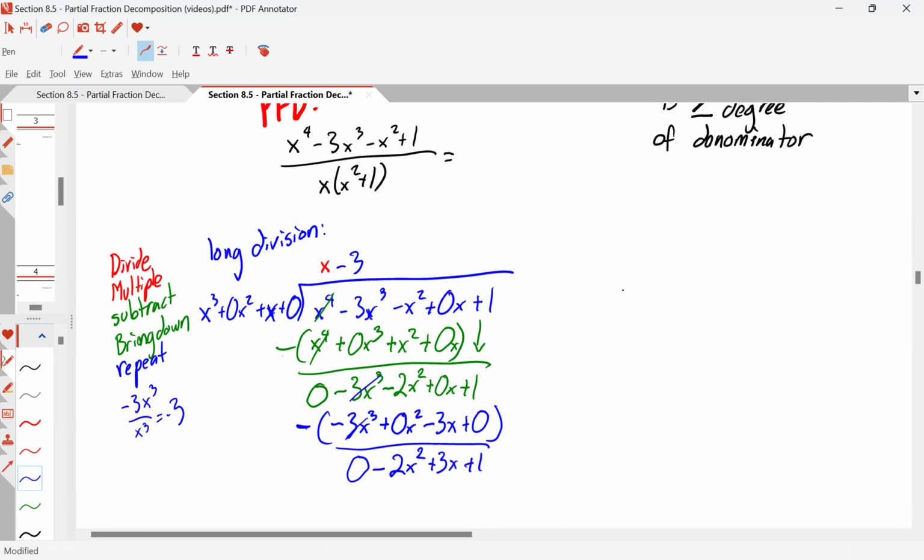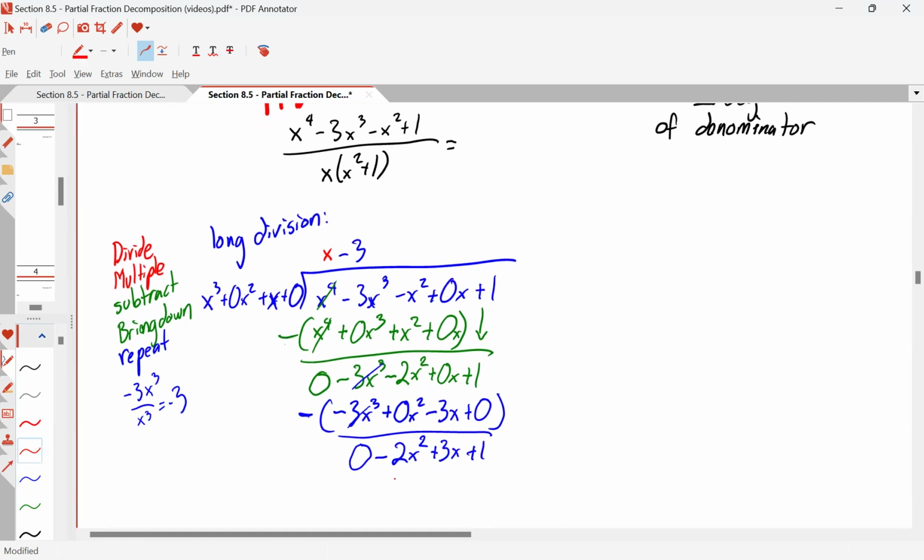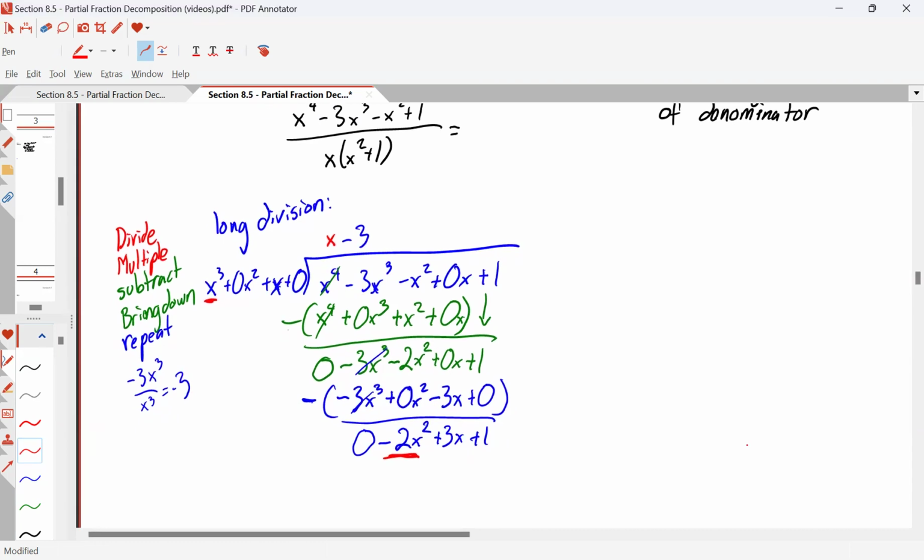We stop when the degree of our remainder is less than the degree of the divisor. So we have a quadratic that is smaller than a cubic, meaning that is our remainder.